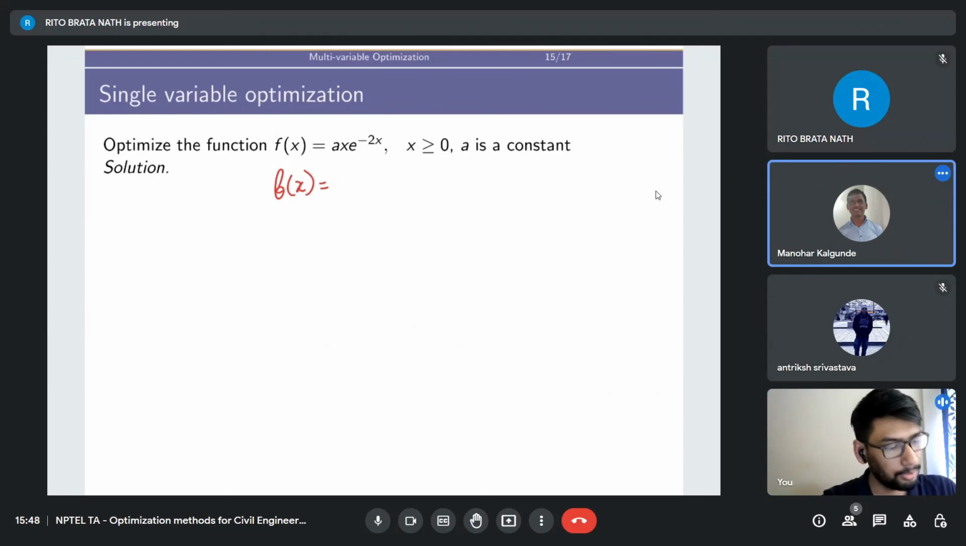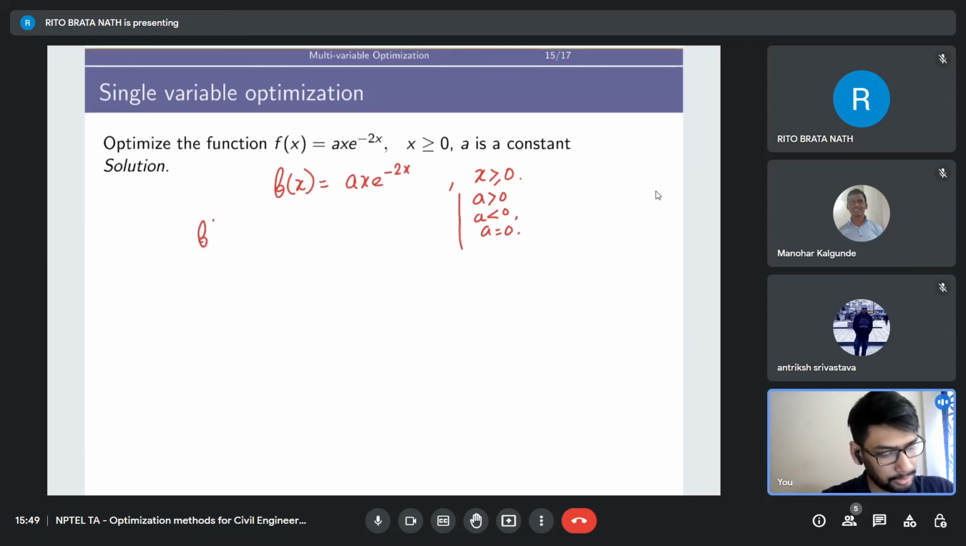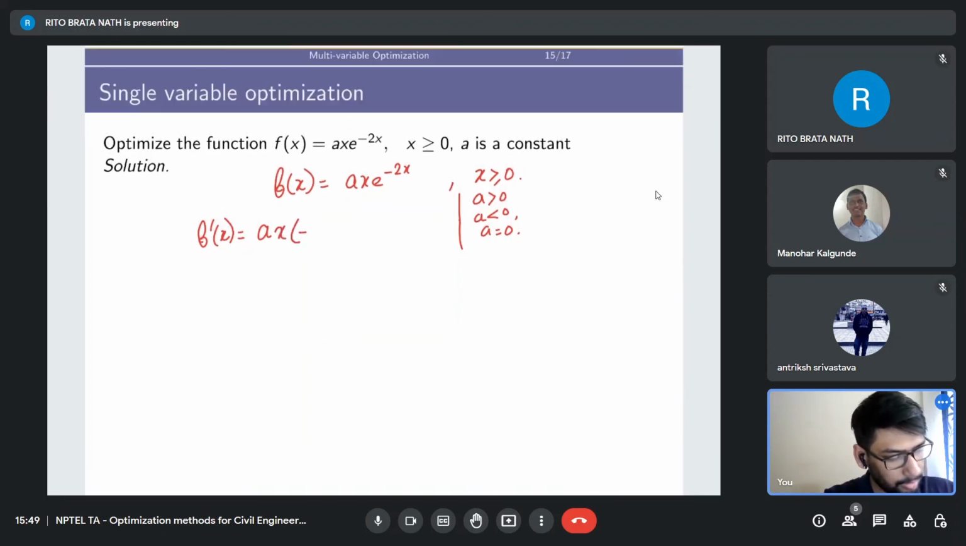Okay, suppose you have this kind of function where x is greater than or equal to 0 and a is a constant. We can have a greater than 0, less than 0, or equal to 0. Suppose you have to optimize this function. You will take the first derivative. This will be your first term and your second term will be this.